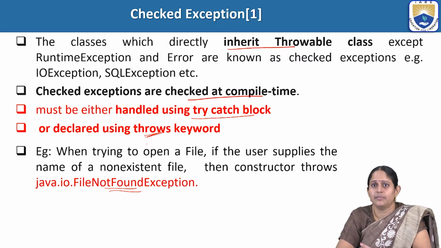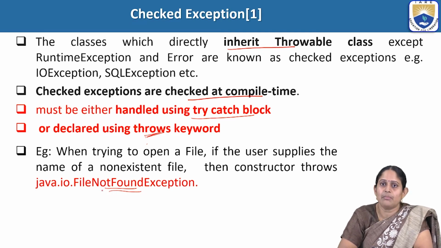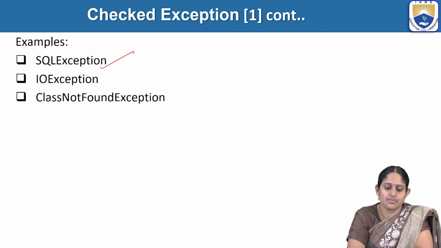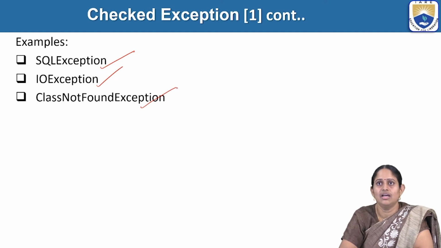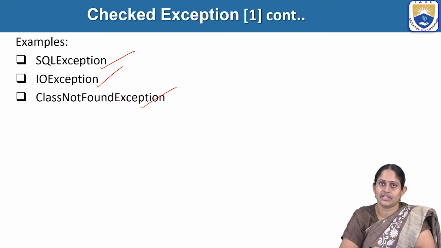exist. If we try to access a file which is not existing, then that program may throw a FileNotFoundException. Similarly, SQLException, IOException, ClassNotFoundException, these are all examples of checked exceptions. We will be looking at some more exceptions. These are all again built-in exceptions of Java.